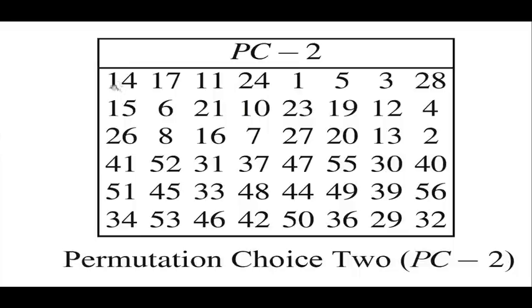So this is, for example, the 14th bit, this is the 17th bit, like this. So 28 bit, then 15 bit. Some of the bits must be missing here, because from 56 bit we want to make it 48 bit.